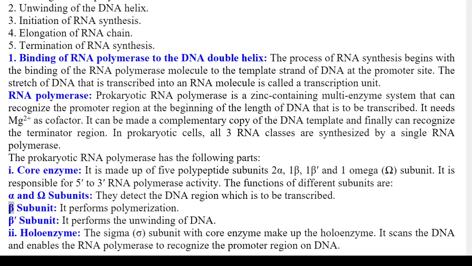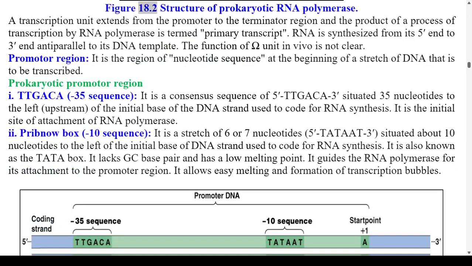2. Holoenzyme. The sigma subunit with core enzyme makes up the holoenzyme. It scans the DNA and enables the RNA polymerase to recognize the promoter region on DNA. Figure 18.2 Structure of prokaryotic RNA polymerase.